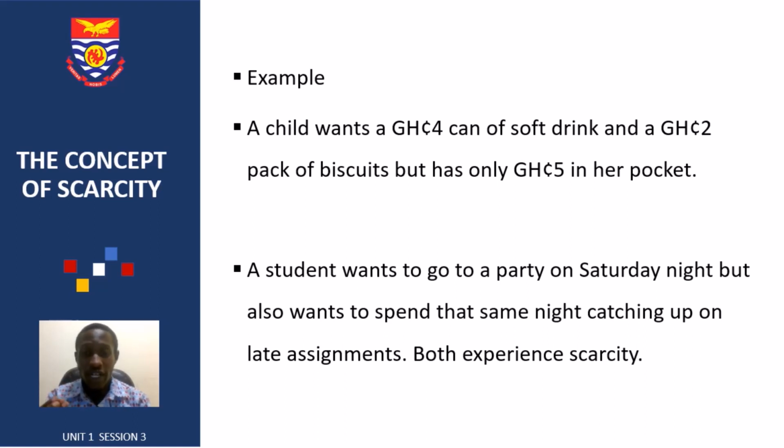A child wants a 4 Ghana cedis can of soft drink. Maybe the child wants to buy a Coca-Cola can, and a biscuit that costs 2 Ghana cedis. 2 Ghana cedis will be used to buy the biscuit, and then 4 Ghana cedis will be used to buy the soft drink. It can be Fanta, it can be any other drink. But the child has only 5 cedis in her pocket. What comes to mind now? The child has wants. A child wants a drink and a biscuit, but the child has only 5 cedis.